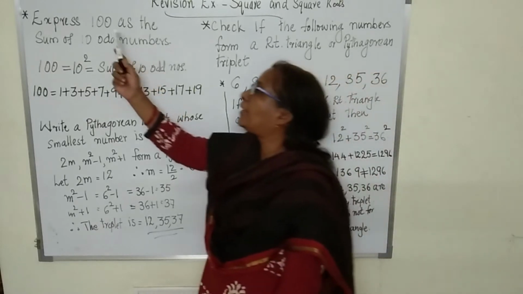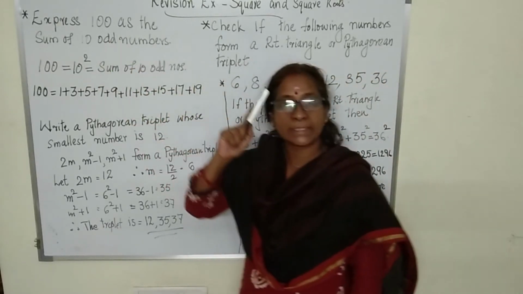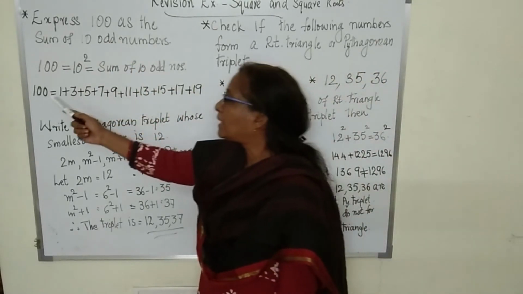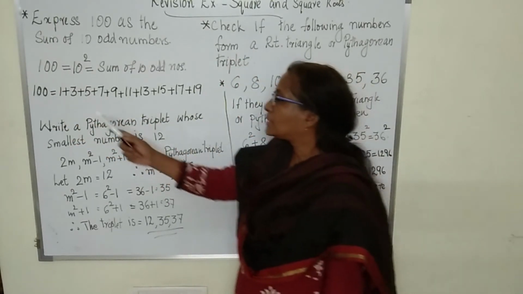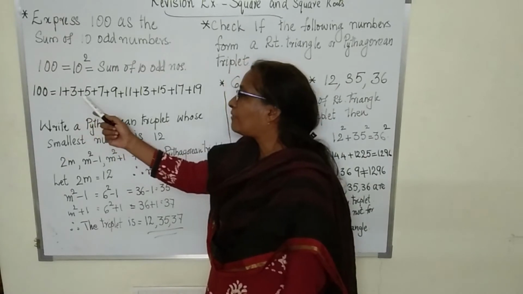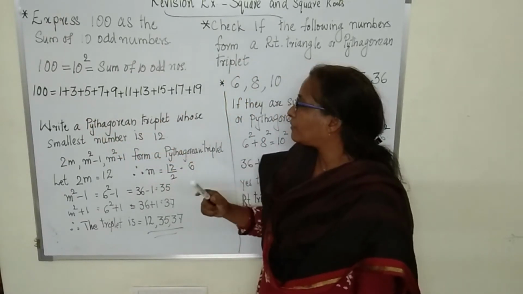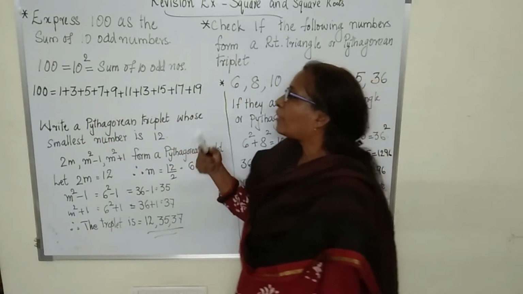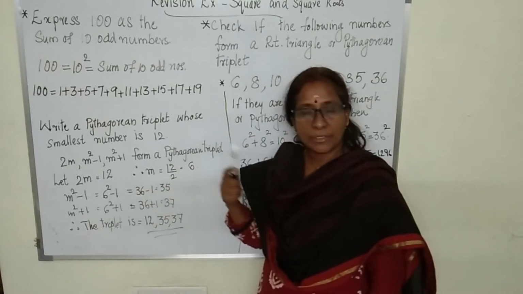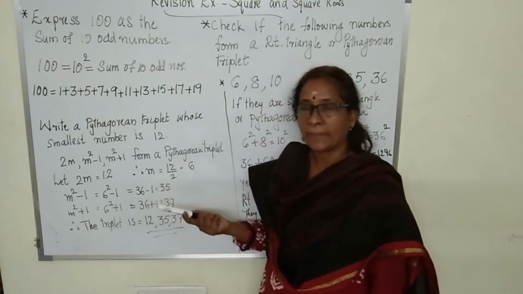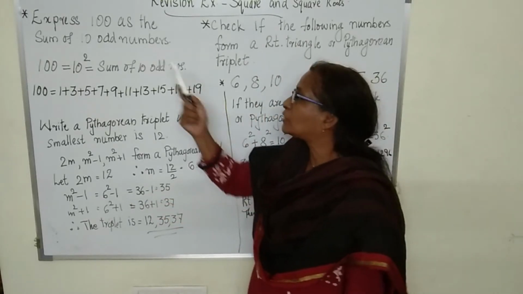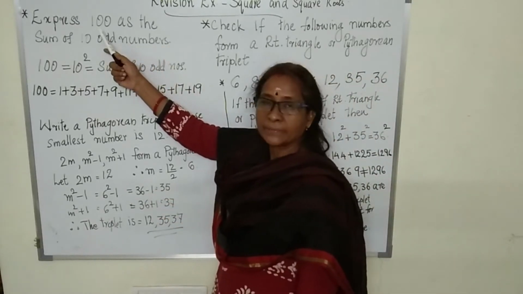So if it is 100, you know 100 is 10 square. So 100 can be written as the sum of 10 odd numbers, starting from 1, 3, 5, 7, 9, 11, 13, 15, 17, 19. Now if it was 81, then you have to write it as the sum of 9 numbers. So whatever the square root of the given number is.